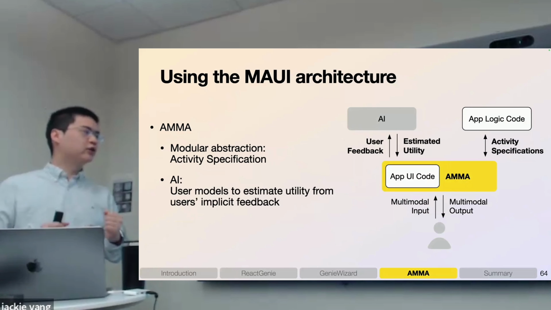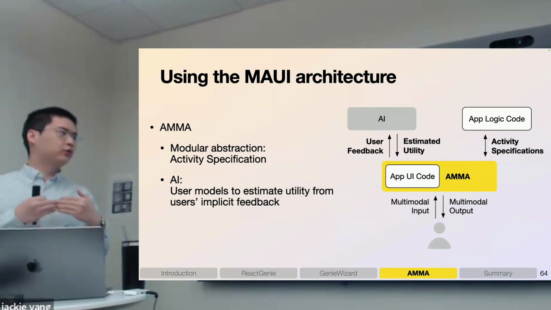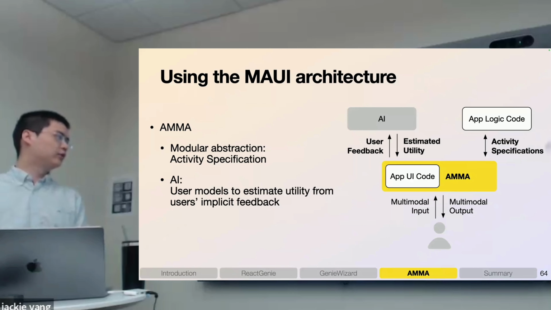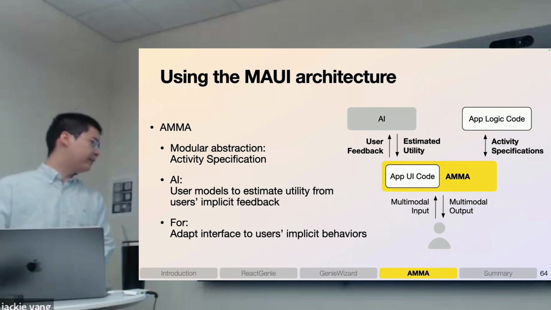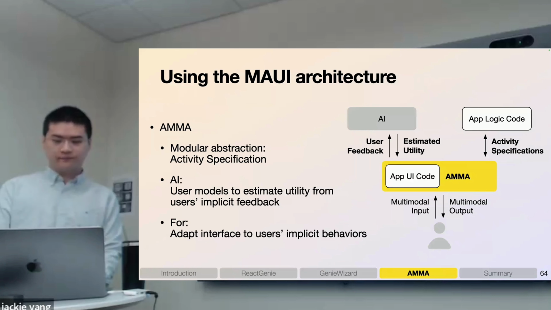And we use this user model as the AI model, and we send user feedback to the model to slowly refine the user model to make it closely emulate what the user would do, so we can get an estimated utility for AMA to be able to adapt the interface for users' implicit behavior.